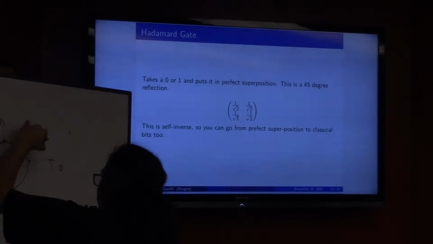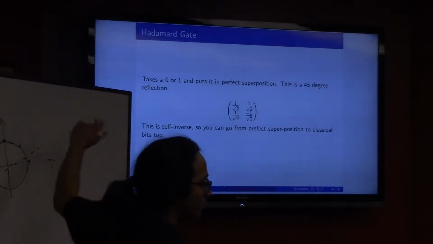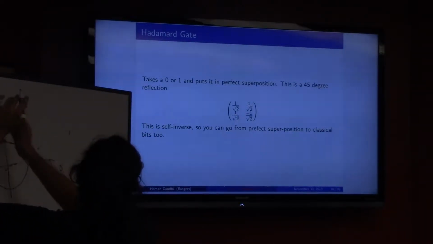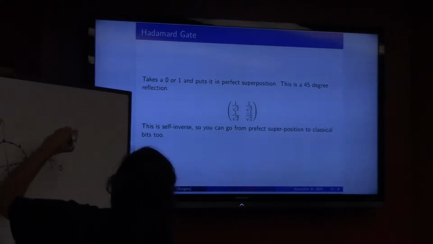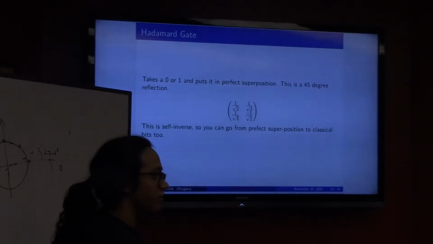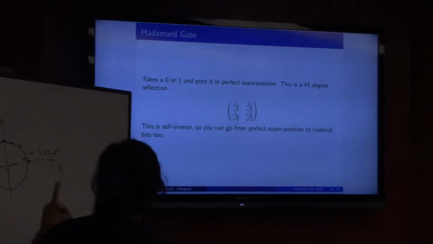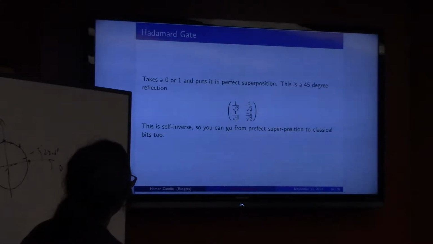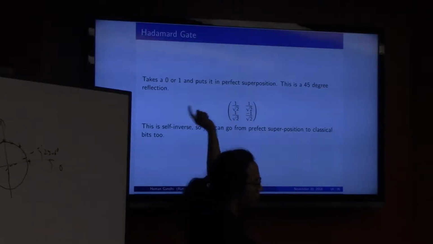Actually, yeah. If I take this line and reflect about it, that's what the Hadamard does. So this line is a quarter of the way to the 90 degrees. So it's 22.5 degrees, or pi over 8 if you like that one. But that's what it looks like. It looks like this sort of reflection. If you know your linear algebra really quickly, you can just see that because that's what you get out of this.